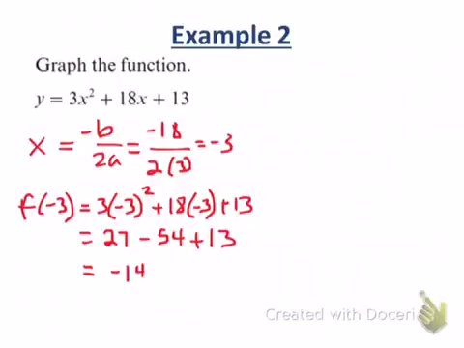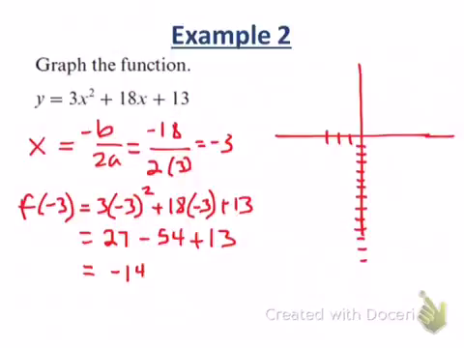So my vertex here is at -3, -14. That's a bunch of little ticks, right? 4, 5, 6, 7, 8, 9, 10, 11, 12, 13, 14. Way down here. It opens up because a is positive.